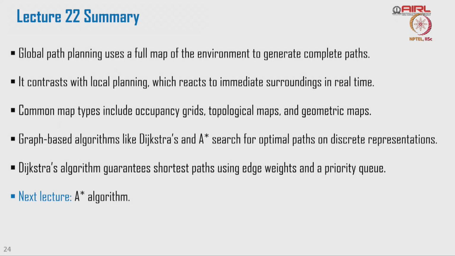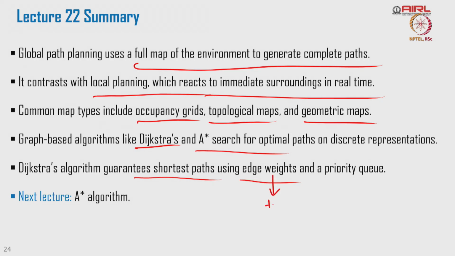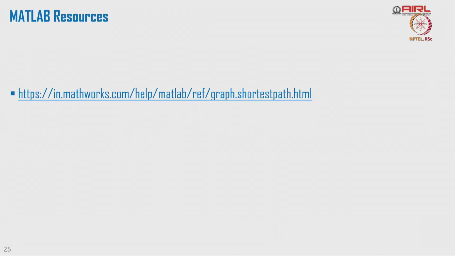Okay. So, global path planning uses a full map or known map of the environment. It contrasts with local path planning, which is done in real time. Common map types used in global path planning are occupancy grids, topological maps, and geometric maps. For graph based algorithms, we talk about Dijkstra in this lecture and A-star in the next lecture. Dijkstra algorithm guarantees the shortest path using edge weights and a priority queue, but it is important that the edge weights should be non-negative. Okay. So, the next lecture will be on the A-star algorithm.